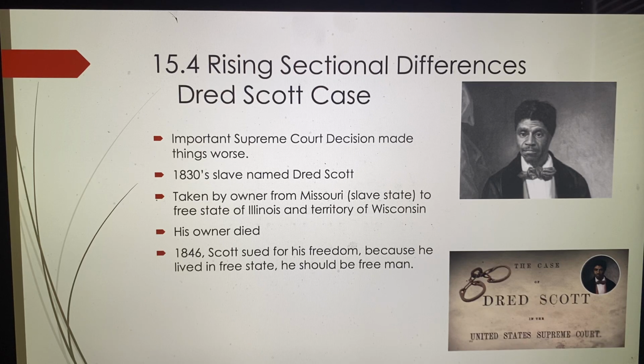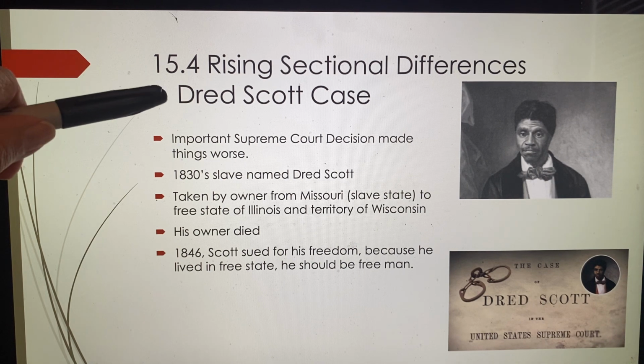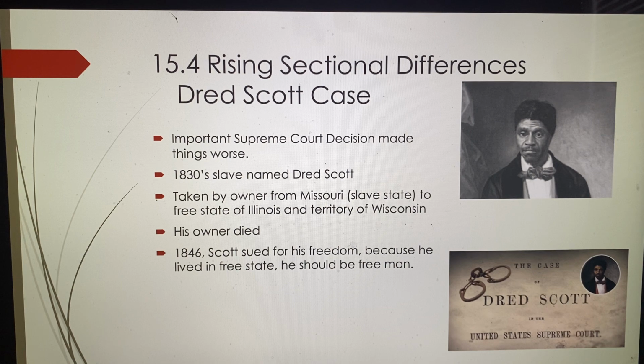So we're in chapter 15, section 4 now, and we're talking about the rising sectional differences. One of the big cases back then would be called the Dred Scott case. Very important, this case was very dreaded, that's for sure. When you think of Dred Scott, you think, oh dear. Well, anyway, the Dred Scott case was an important Supreme Court decision that made things a lot worse.